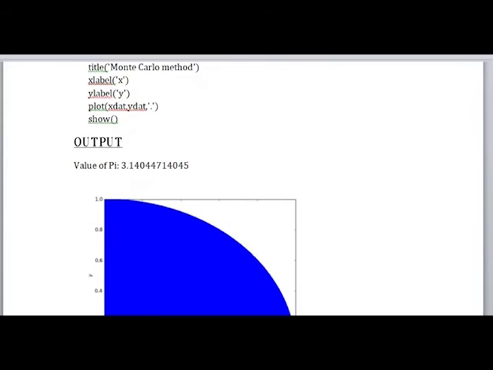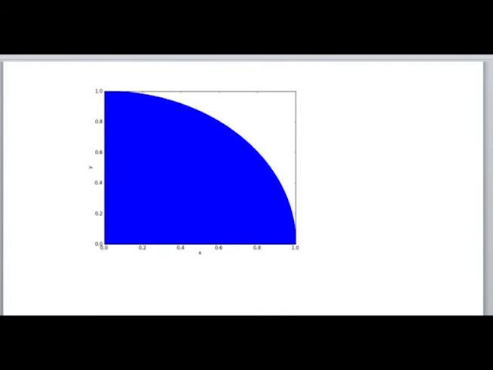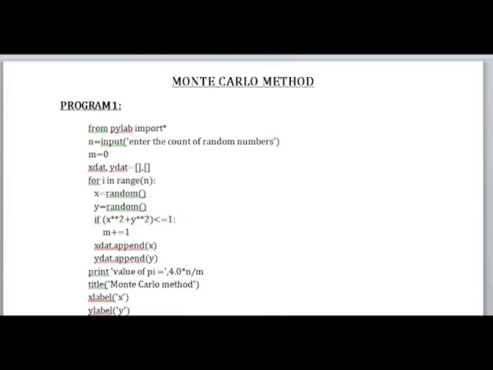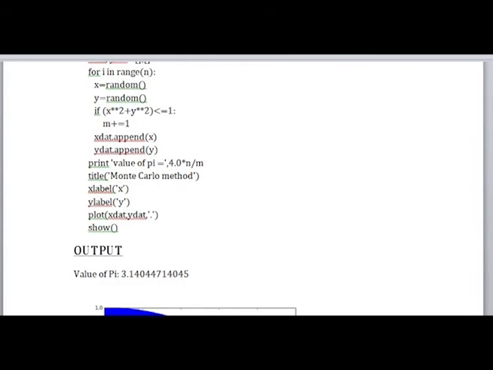Okay, and the output will be value of pi is 3.1400, and you'll get the output like this way. It just gives us the point. Okay, x dat, y dat with a dot. Okay, hope this is clear for you. And here I'll have to change the value of pi, it is m by n.